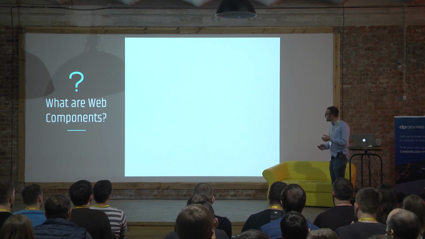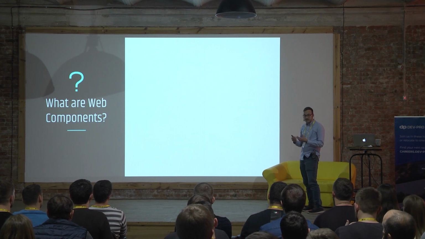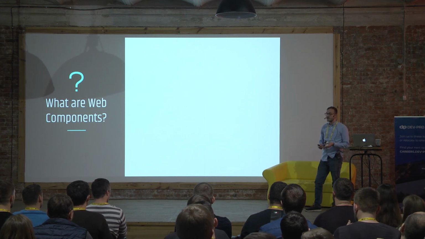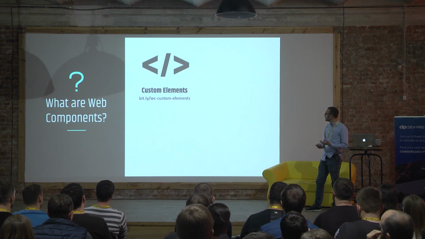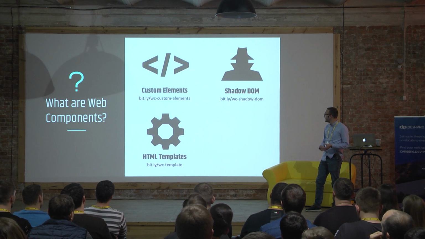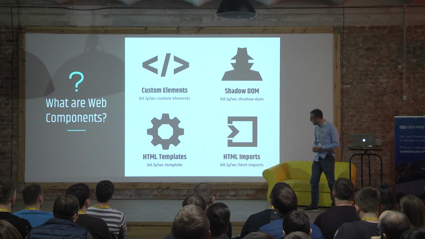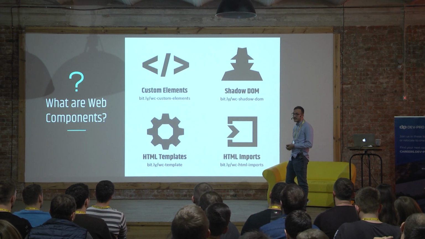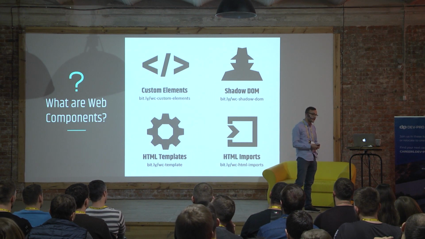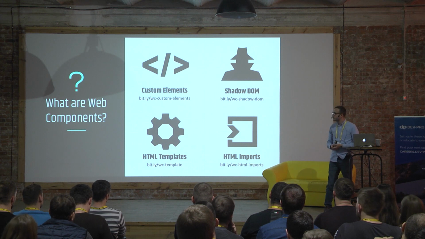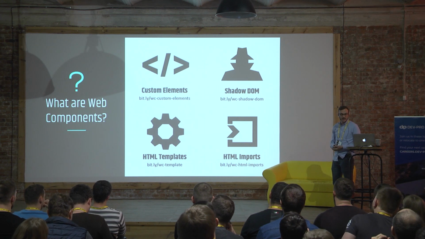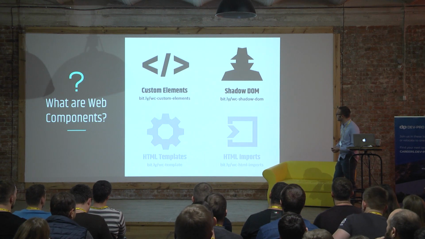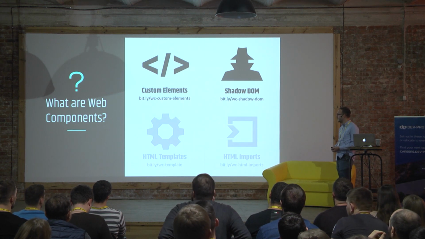So, web components, originally 4 specifications were proposed to make web components a reality, and those 4 specifications were custom elements, shadow DOM, HTML templates, and HTML imports. And these specifications were proposed quite a while ago, and since then there's been some new best practices emerged and new patterns for creating web components, which kind of leave us focusing mostly on the first 2.